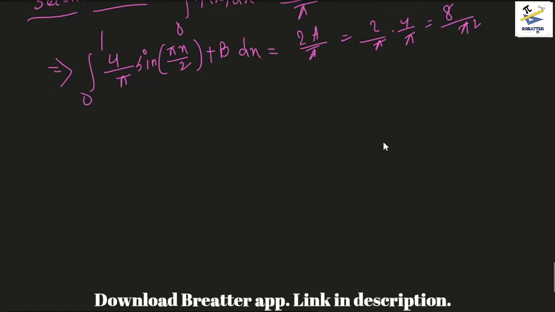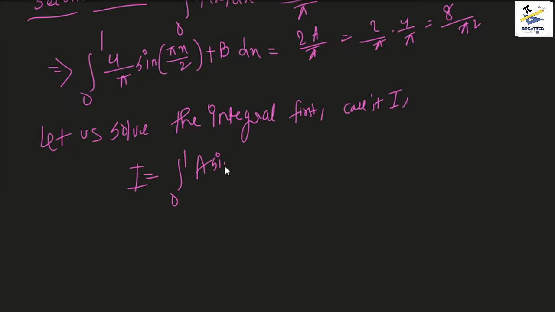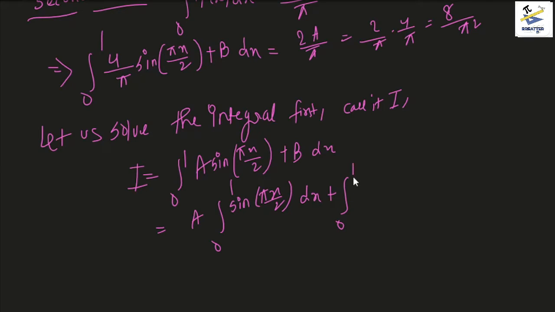So let us solve the integral first. Call it I. So I is equals to the integral from 0 to 1 of a sine pi x by 2 plus b dx. This means this is equals to a into the integral from 0 to 1 of sine of pi x by 2 dx plus the integral from 0 to 1 of b dx, right?